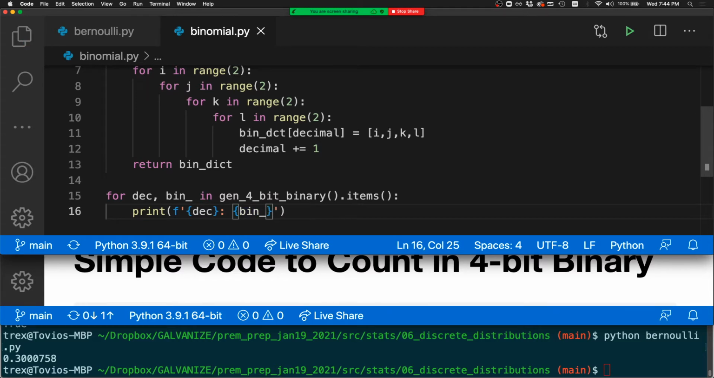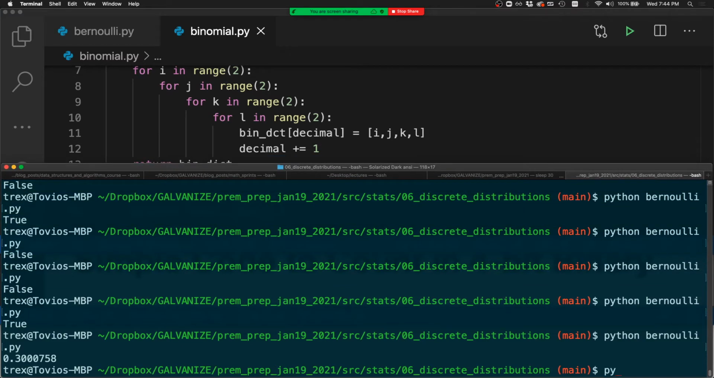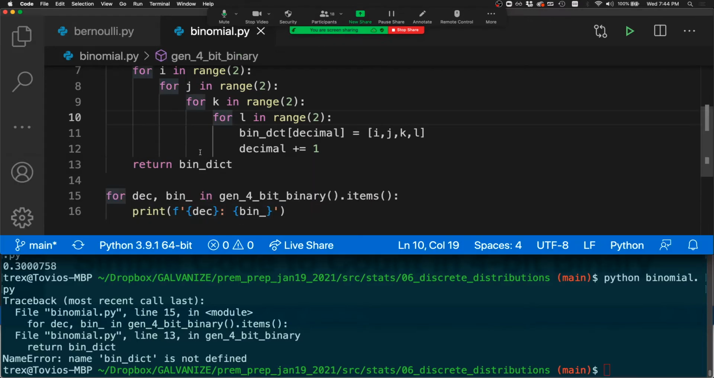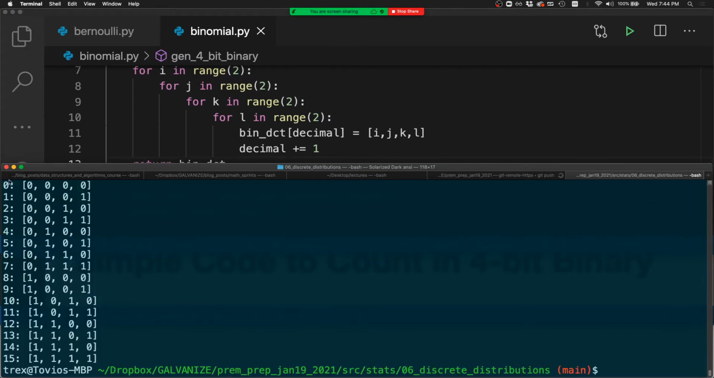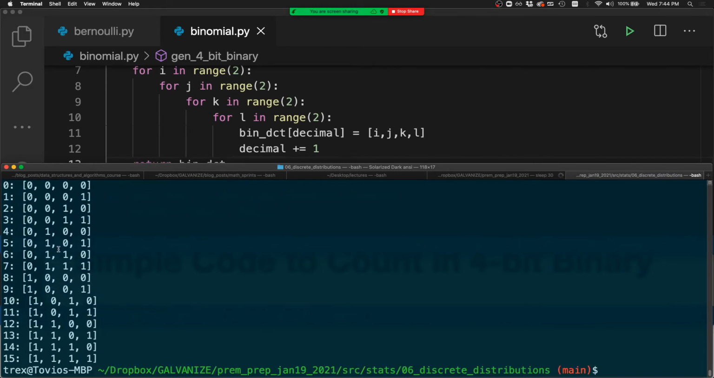And we should see, let's run this, Python binomial. Oh, binary dictionary is not defined because I called it DCT. Okay, so this is simply counting, showing the representations of decimal and binary corresponding, right? So all zeros is 0, 0, 1, 0, 1 is 5. We can see this relation.